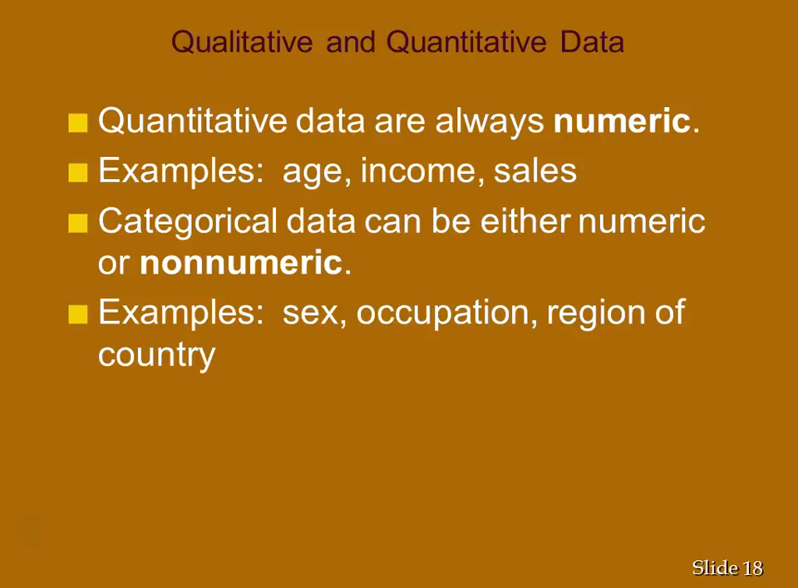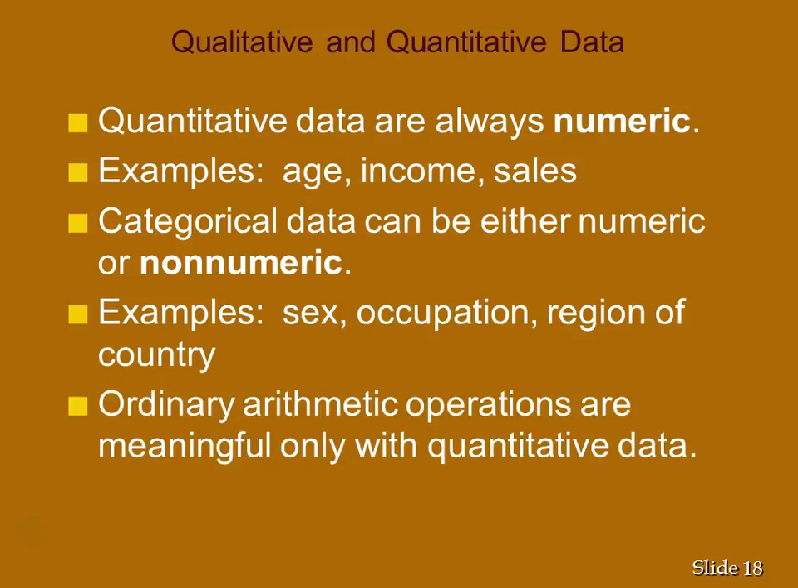Occupation: electrician, carpenter, accountant, manager. Again, that's just categorical data. Each outcome is just a category or a class that separates it from the others. We could arbitrarily put numbers on those different classes, but they don't have all the usual properties of numbering systems. What region of the country you come from, north, south, east, west, would also be an example of categorical data. Ordinary arithmetic operations are meaningful only with quantitative data. You have to have a numeric variable that's quantitative in order to do regular arithmetic operations.